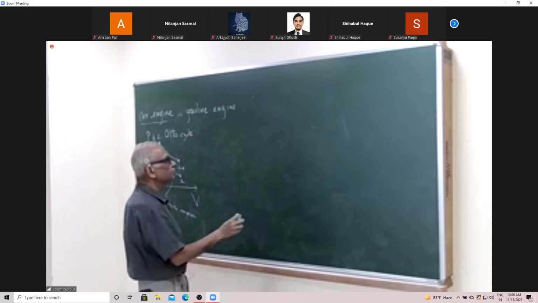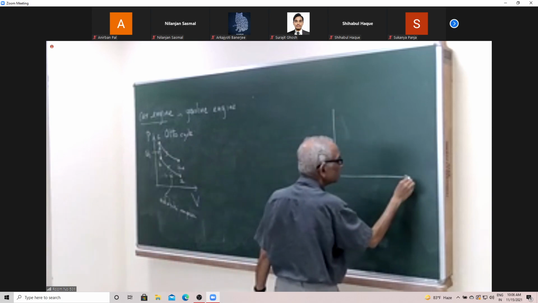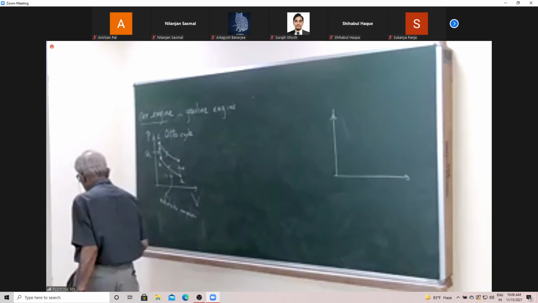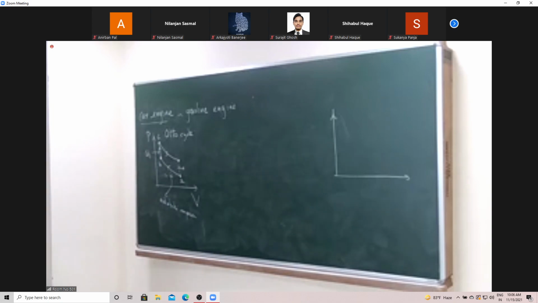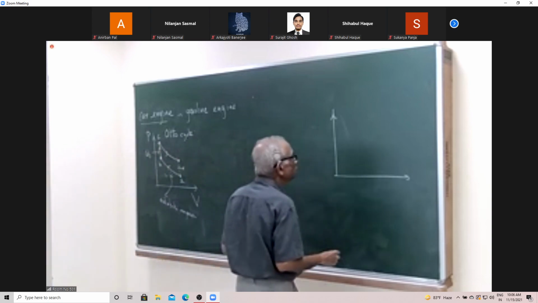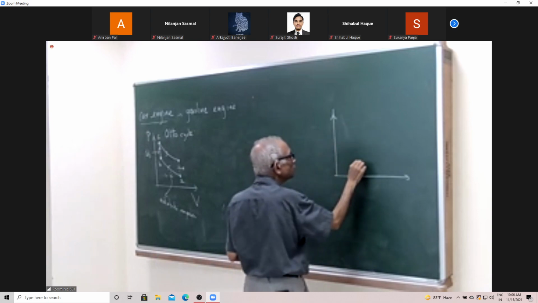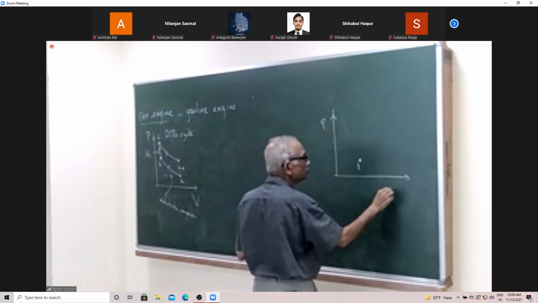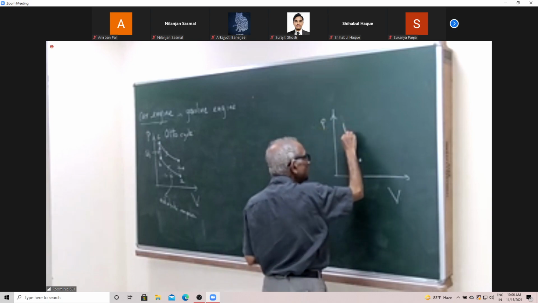A variation of this is a cycle where this isochoric is replaced by an isobaric. So you come up over here. So you start with your, this is 1. So here is pressure volume. You go through an adiabatic compression. So here is the adiabatic compression here.